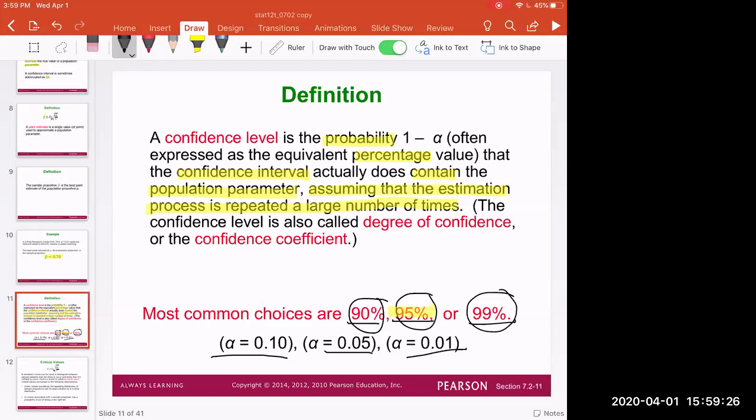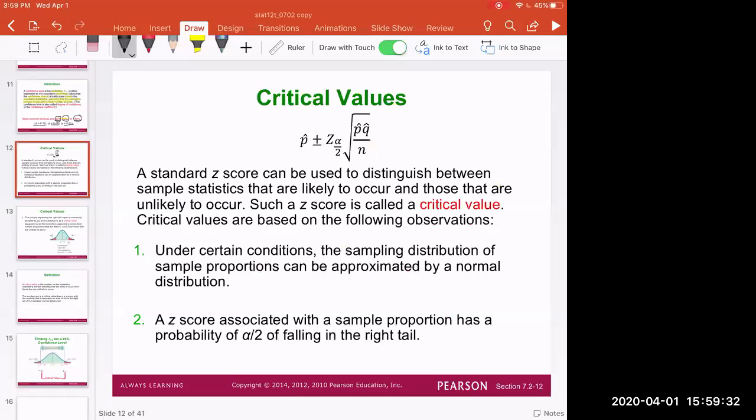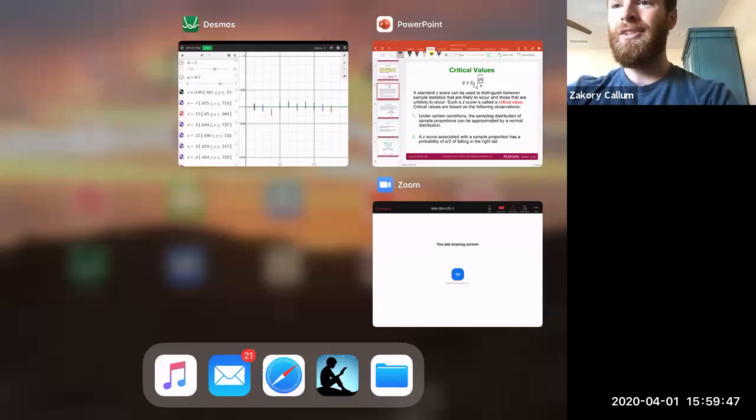I'm going to use that idea of confidence levels here to help define what the critical value is. And actually, I'm going to go ahead and stop here and save that for the start of the next part of these videos, just for defining critical values. Okay, so I'll pick up in just a sec.